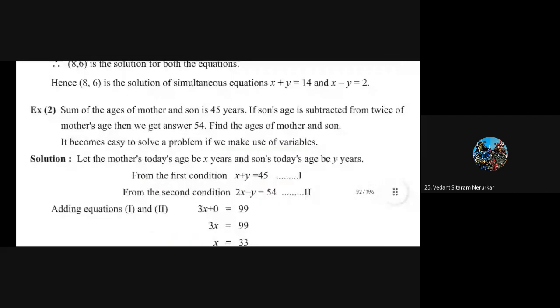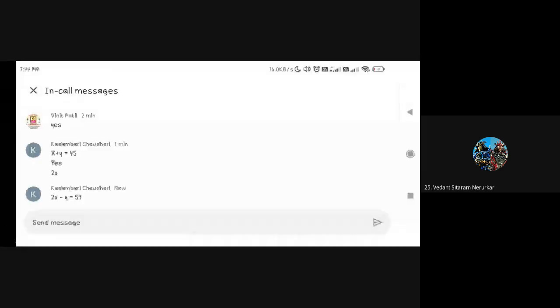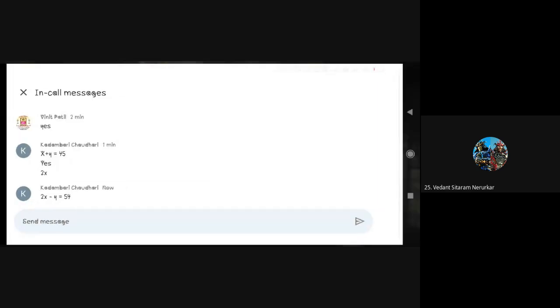Okay, so I guess we will be here. So what shall be the next statement or next equation? Can you write it in the chat box? How will you write it here? Yes, exactly Kadambari: 2x minus y is equal to 54, meaning twice of mother's age minus son's age is going to be 54, right?